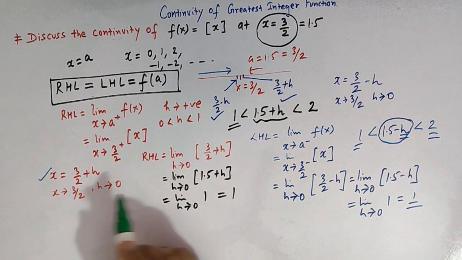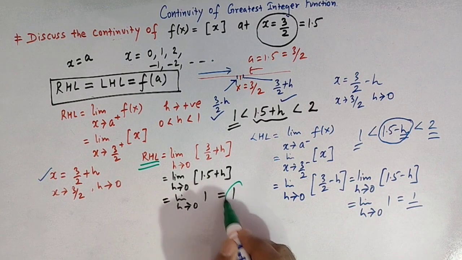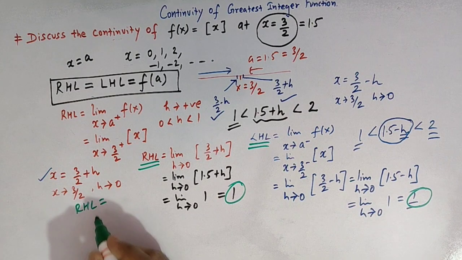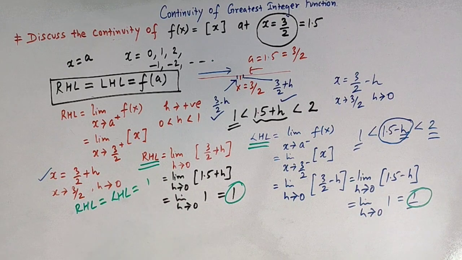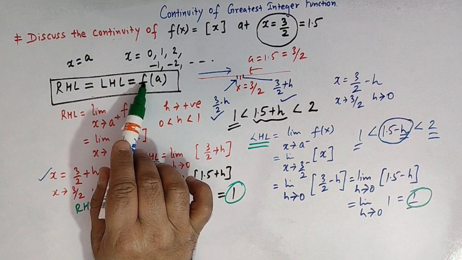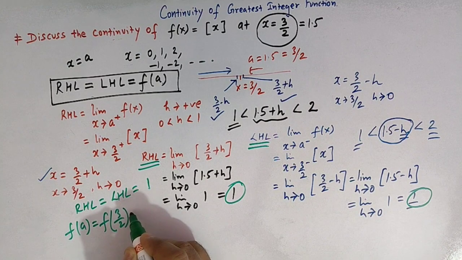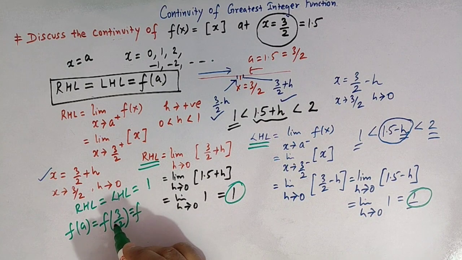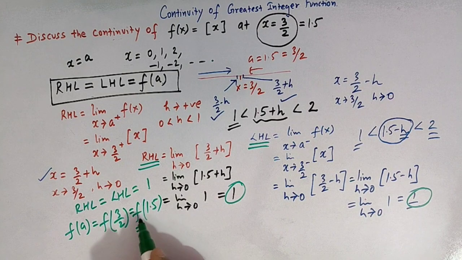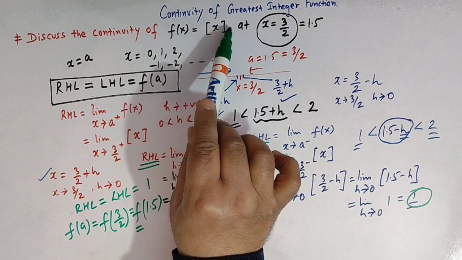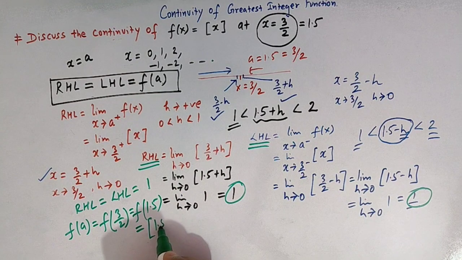So viewers, here we have seen that the right hand limit is equal to 1 and the left hand limit is also equal to 1, right? So right hand limit is equal to left hand limit, that is equal to 1, right? Now let us find out the value of f of a, and f of a is f of 3 by 2, and here we have the value of f of 1.5, right? So f of 1.5 can be obtained by taking x is equal to 1.5 over this function. So here we have greatest integer of 1.5. So the value of greatest integer of 1.5 is equal to 1, right?